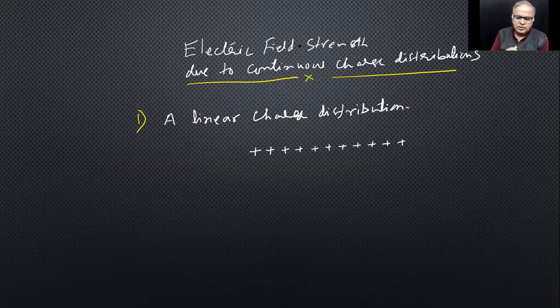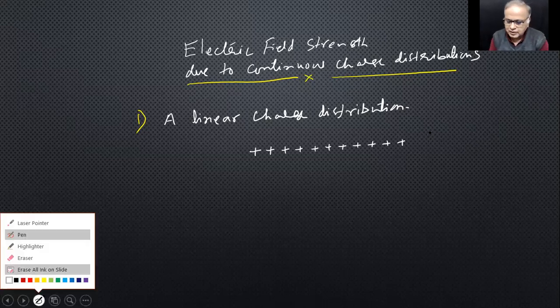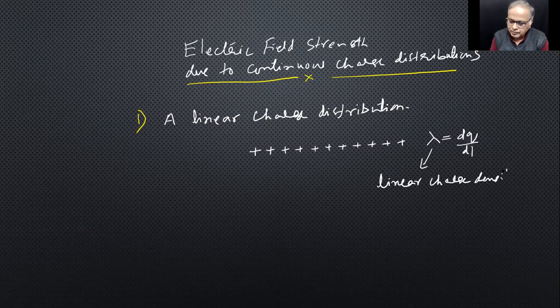So right now, just think of a charge distribution like this. This is a linear charge distribution. We can define one lambda here, the linear charge density. Lambda equals dq by dl, charge per unit length. This is called linear charge density. All right. And two.